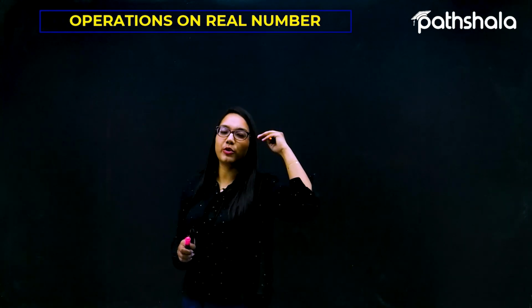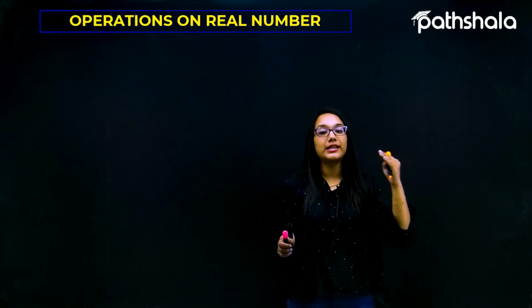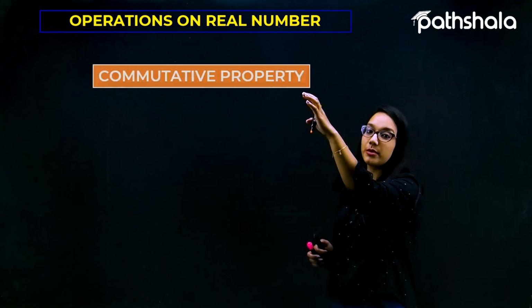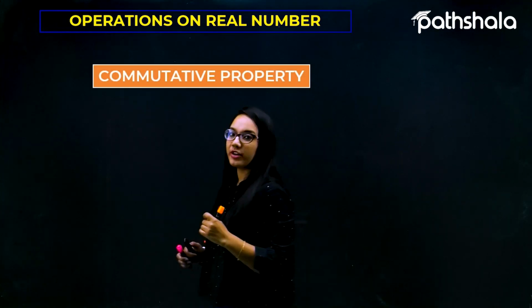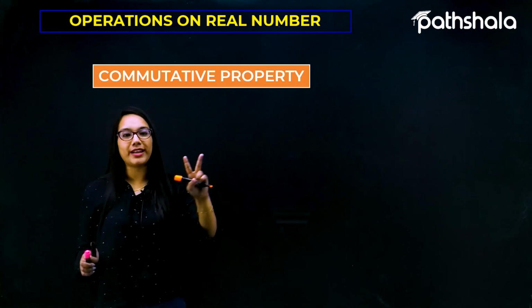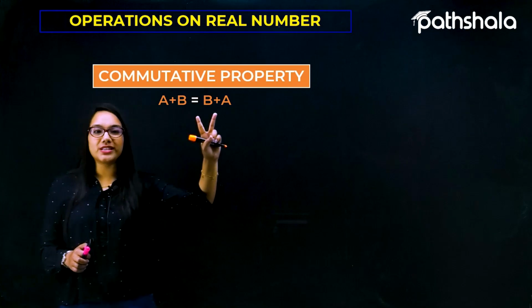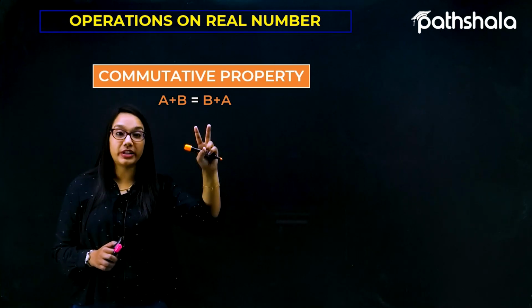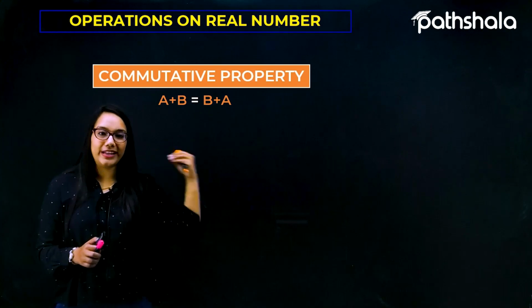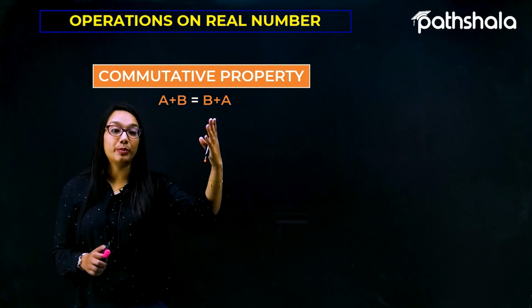So I am recalling all those properties that we already did in class 8th. The very first property is called the commutative property. What is the meaning of commutative property? Let us suppose we are talking about any two numbers a and b. So a plus b is always equal to b plus a. This is called the commutative property. For any real numbers a and b, a plus b is always equal to b plus a.